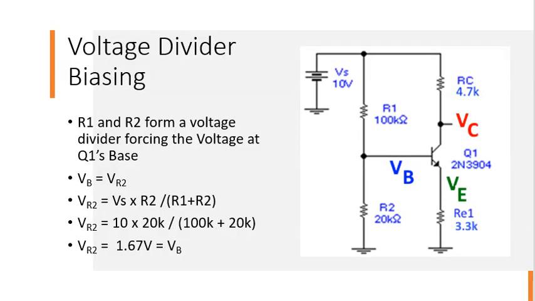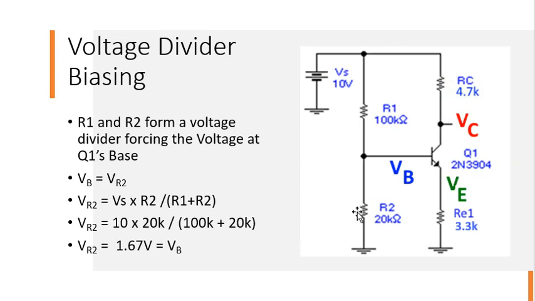Let's take a look at voltage divider biasing. The very first thing is that we have R1 and R2. That's our voltage divider, and it's connected to Q1's base. Then off the emitter of Q1, we have an emitter resistor. And off the collector, we have a collector resistor going back up to our power supply.